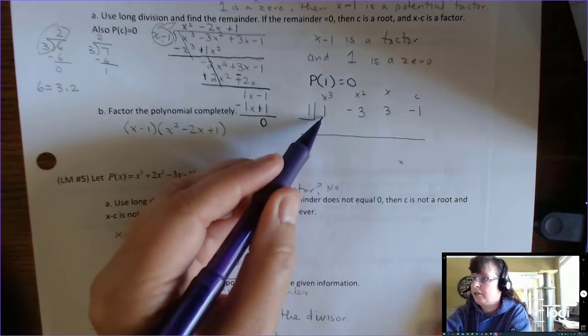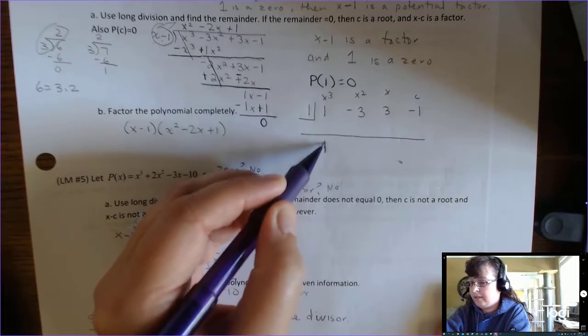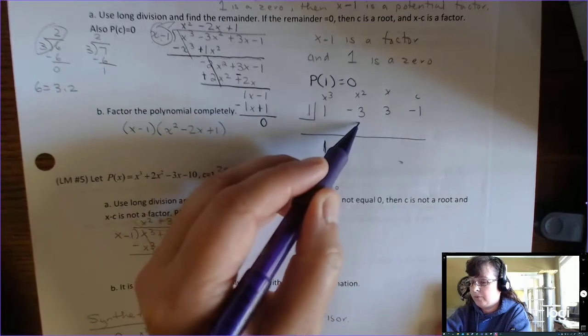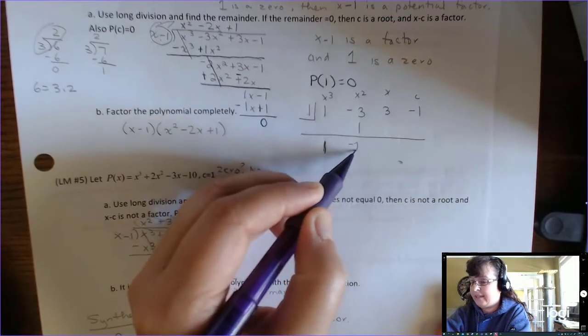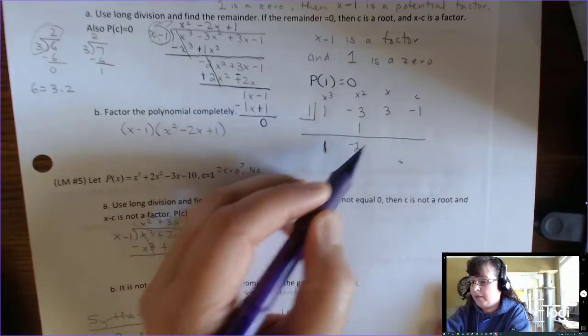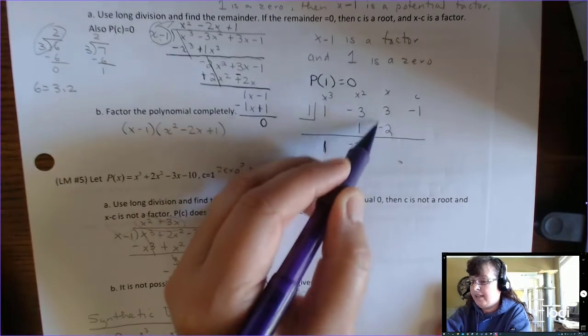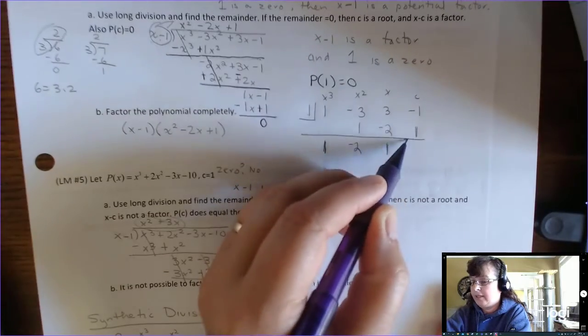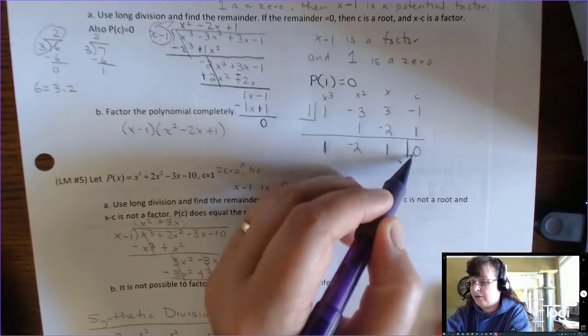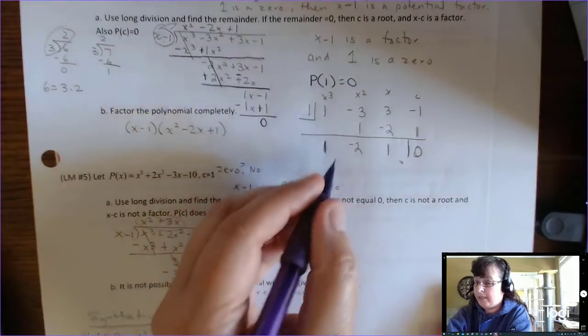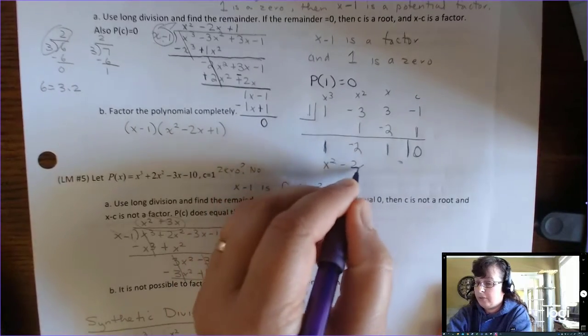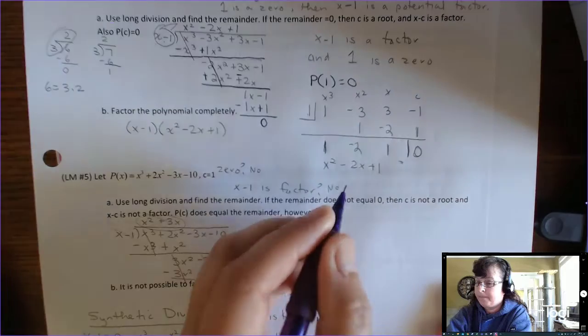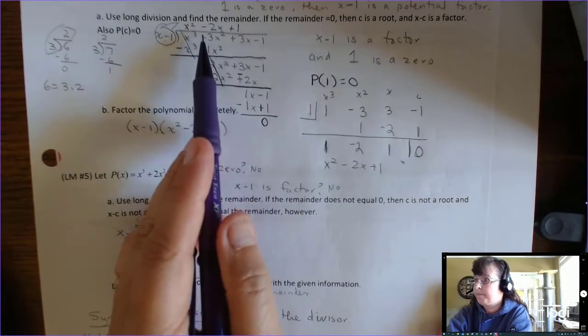And again, you're going to bring that 1 straight down, and then multiply. 1 times 1 is 1, and then add, that's negative 2. And then multiply, so that's negative 2. And then add, so that's 1. And then multiply, so that's 1. This is 0. So there's your remainder, and this would be x squared minus 2x plus 1. And that's what you got up there.